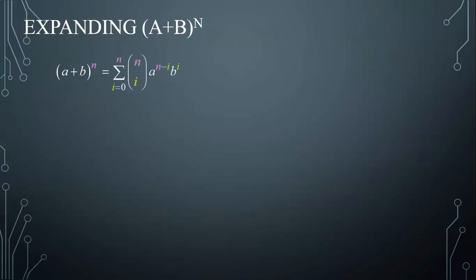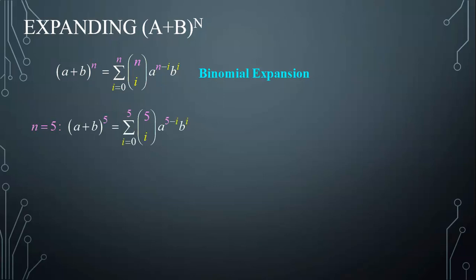Now, if we were to generalize a plus b to the n using the previous work, it would in fact be equal to the sum of the combinations of i out of n times a to the n minus i times b to the i, where i goes from 0 to n. That is known as the Binomial Theorem or the Binomial Expansion. Now this may look a little intimidating, but there's nothing to worry about. These are exactly the patterns we observed and worked with. Let us see that for n equals 5.